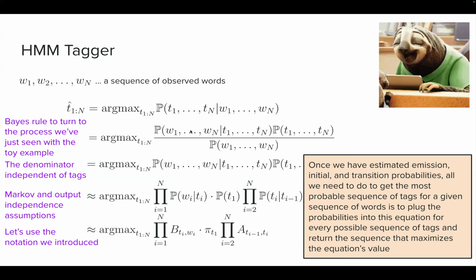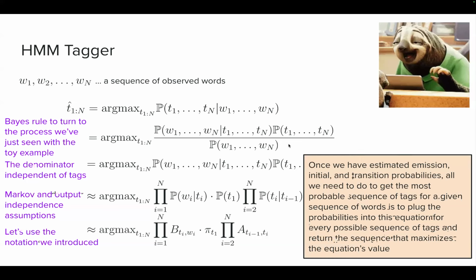So the things that we actually see are words, and our hidden things are part-of-speech tags. This is why we have used Bayes' rule to flip the conditional probabilities. This part is irrelevant for the optimization, so we can ignore it, leaving only the thing above the fraction line as a part of the maximization process.